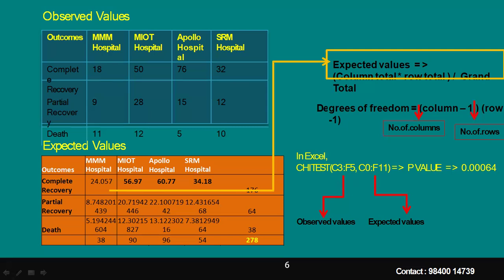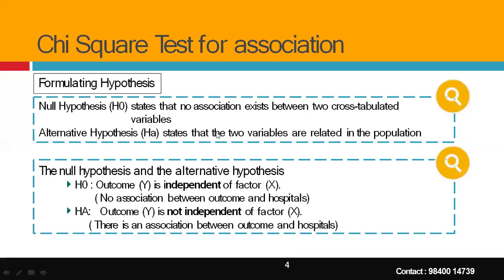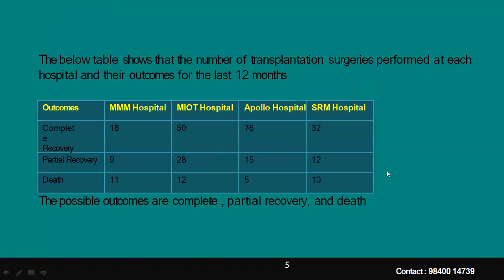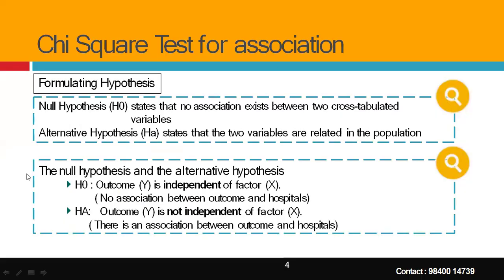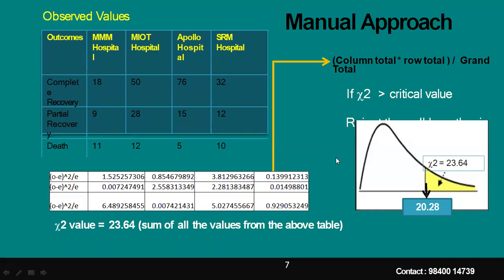Again, the same rule. If the p-value is less than alpha, reject the null hypothesis. What is alpha? Alpha equal to 0.05. That's what I told you. Since the p-value is less than alpha, we reject the null hypothesis. We are going to conclude that there is an association between outcome and hospital. Outcome is dependent on the hospital, but we assumed that outcome is independent of the hospital. Outcome and hospital are nowhere related, that is the null hypothesis. We rejected it, and then we concluded the outcome and hospital have an association.